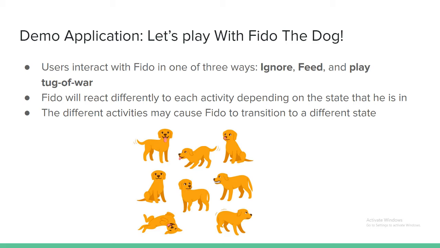So let's move on to my demo application that I will be presenting, to show an example of how this design pattern works. My demo application allows users to interact with Fido, a dog, in one of three ways. The user can ignore, feed, or play tug of war with Fido. And Fido will react differently to each activity depending on the state that he is in. The different activities may cause Fido to transition to a different state.